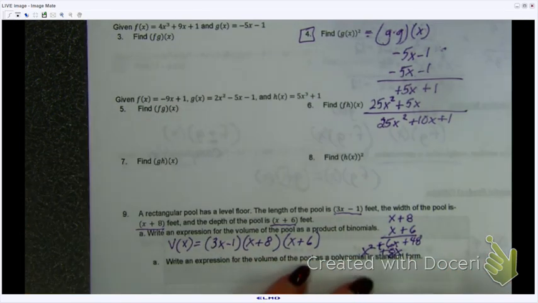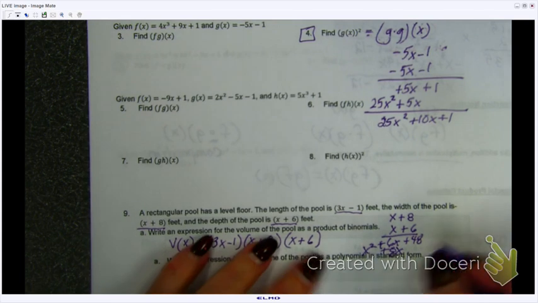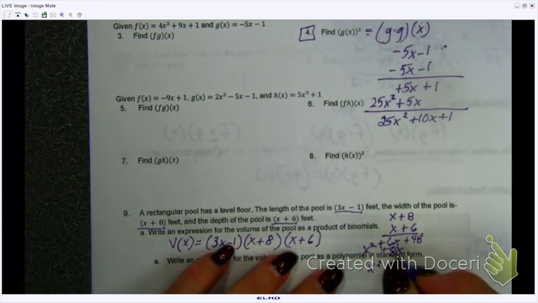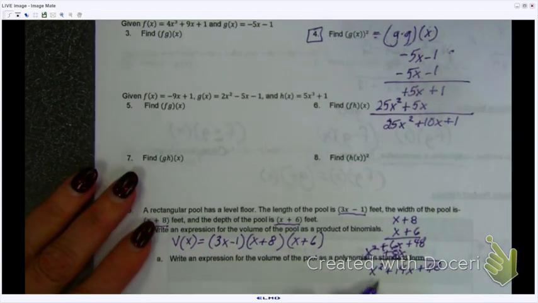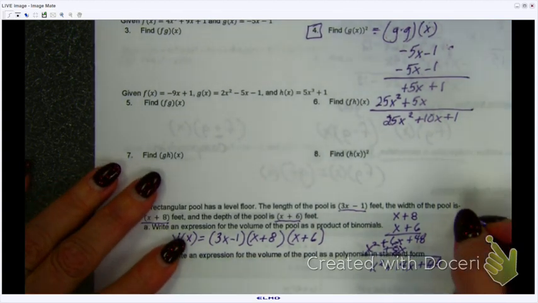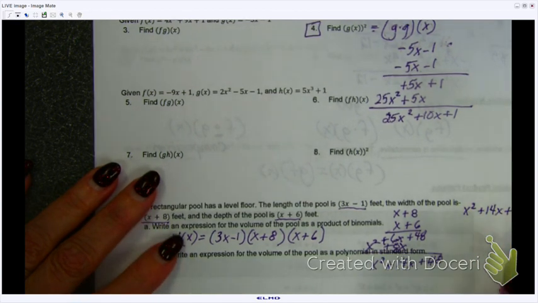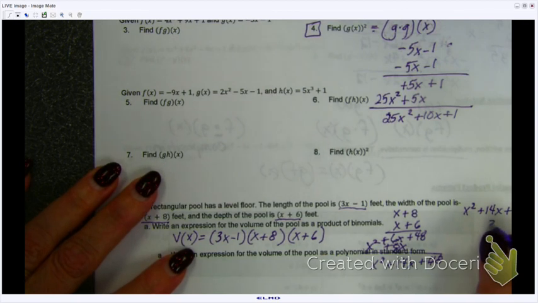Don't have quite enough room for that. So x squared here is x squared. 6x plus 8x is 14x, plus 48. Now to get the volume, we have to multiply this times 3x minus 1. So x squared plus 14x plus 48 times 3x minus 1.